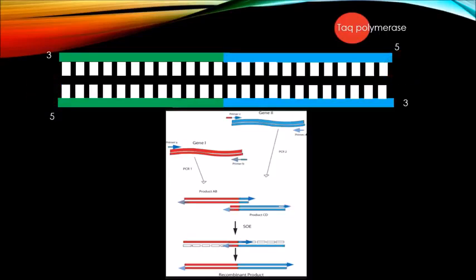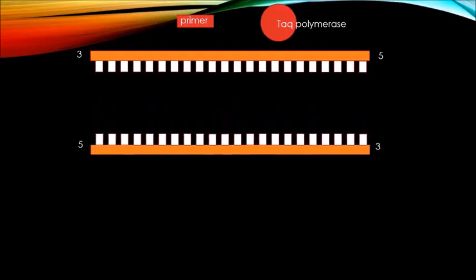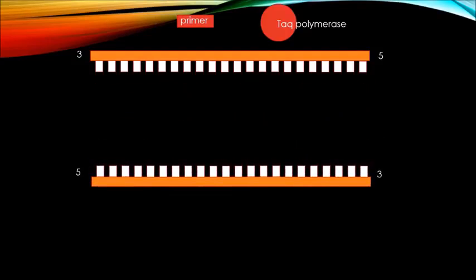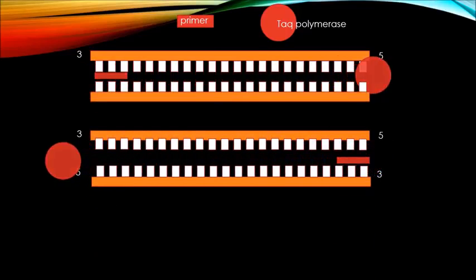The result of the previous animation is shown in the orange strand of DNA. When the temperature rises to 92 degrees, the strand will denature again. When the temperature drops to 56 degrees, the primer will then attach to the strand. The Taq polymerase will elongate the strand at 72 degrees. This is a method of overlap PCR.